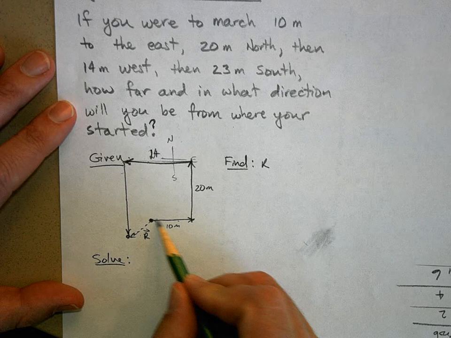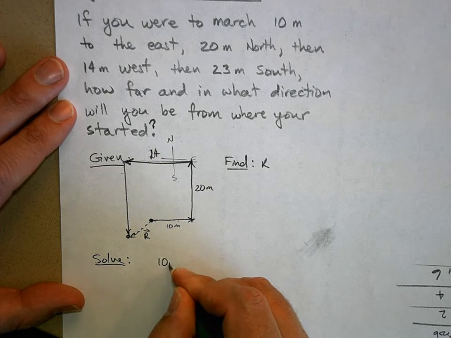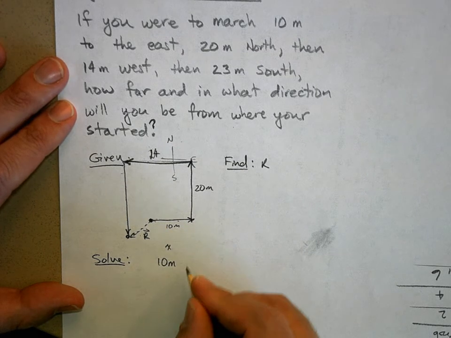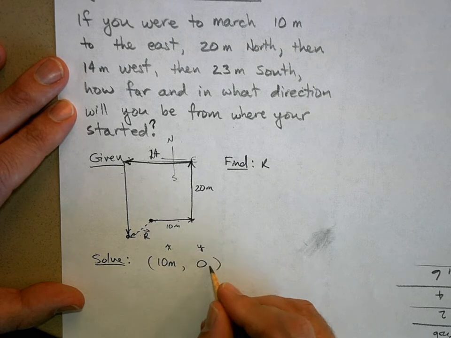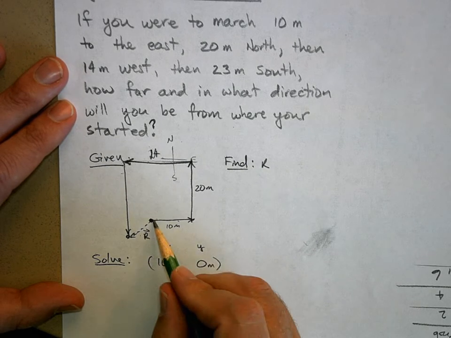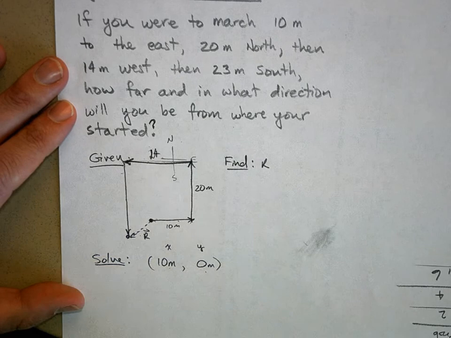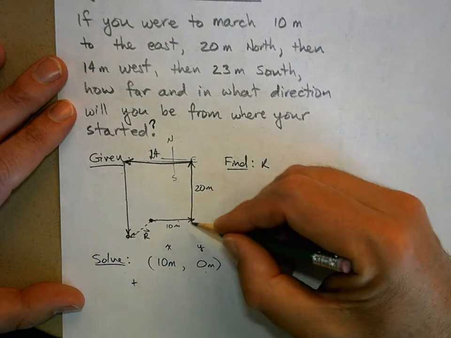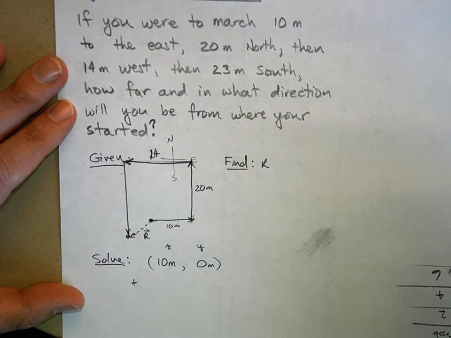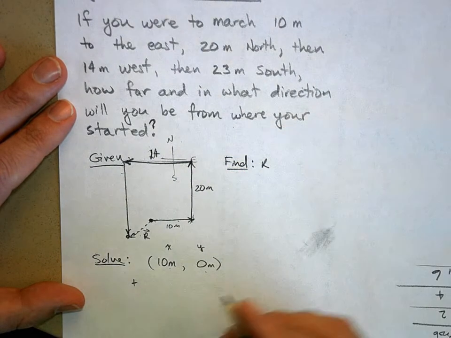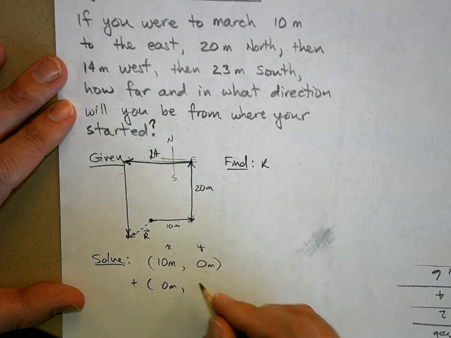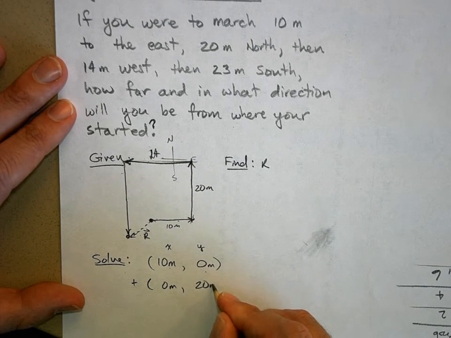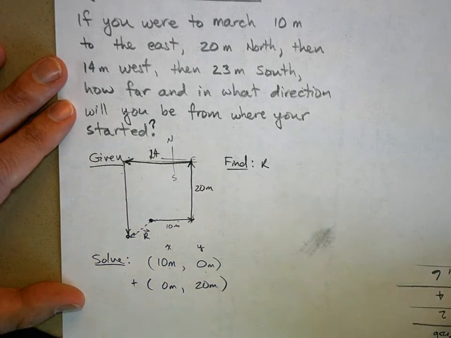So the first vector is 10 meters. And remember, this is x, and this is y, and 0 meters. See, this goes 10 meters in the x direction and 0 meters in the y direction. Plus, now what is this? 20 meters, but in the y direction. So this will be 0 meters in the x direction and 20 meters in the y direction.